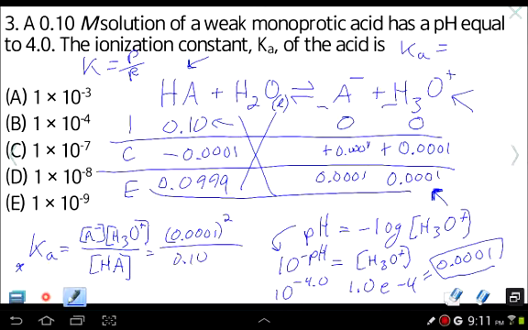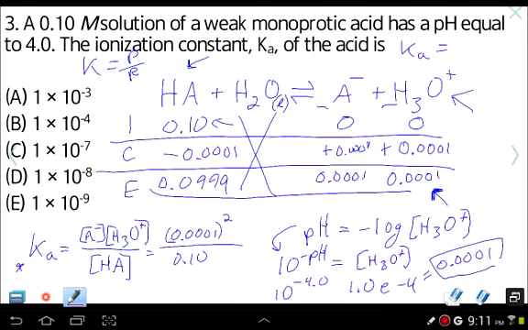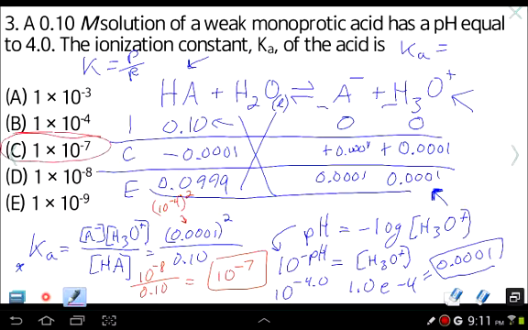And because we don't have a calculator to do this, let's think about this. So we have this number here is actually 10 to the negative 4th. So squared, anytime you square, you multiply your powers. So you get 10 to the negative 8th divided by 0.10. 0.10 is a tenth, which means we multiply by 10, which means our number is 10 to the negative 7. And this is your answer, 1.0 times 10 to the negative 7.